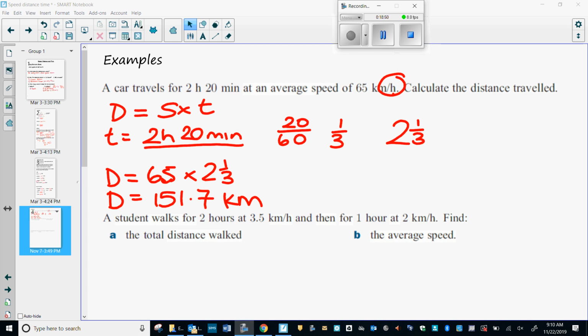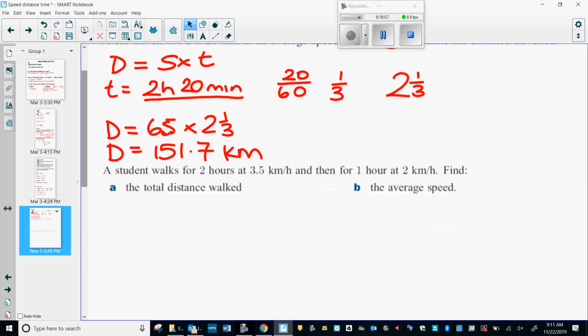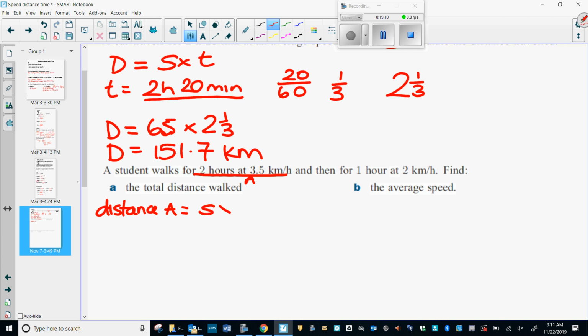A student walks for 2 hours at 3.5 kilometers an hour and then for an hour at 2 kilometers per hour. Find the total distance walked. So we have to do this in 2 portions: distance A and then distance B. Distance is speed times time, so distance A is 2 multiplied by 3.5, which is 7. And distance B would be 1 multiplied by 2, which is 2.